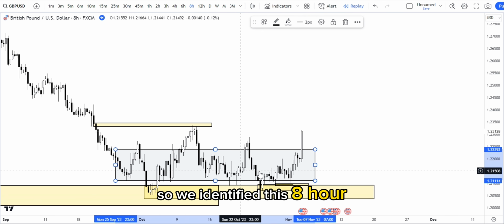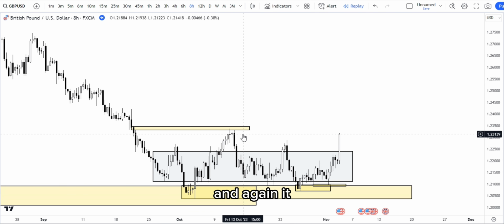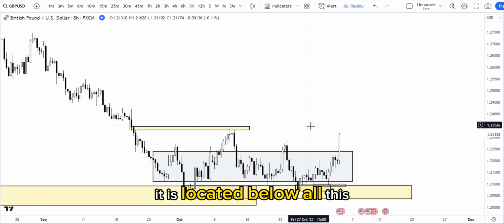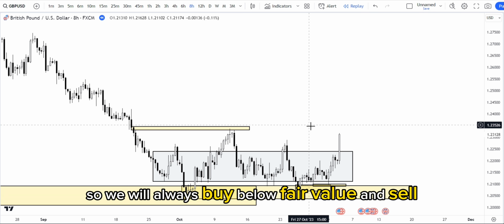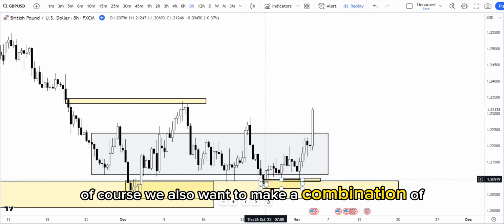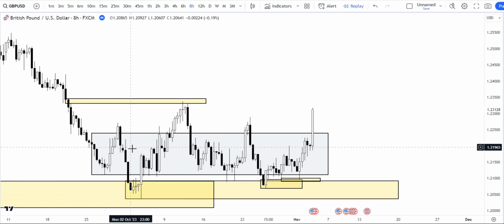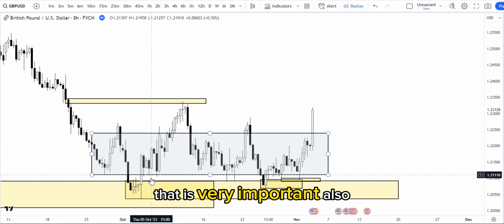So we identified this new 8-hour demand zone right here, and again it is located below all this trading activity we have here, because this is what we call fair value. And as you can see, it is all over the market. So we will always buy below fair value and sell above fair value. Of course, we also want to make a combination of fair value, demand zones, and where the trend is going. That is very important also.